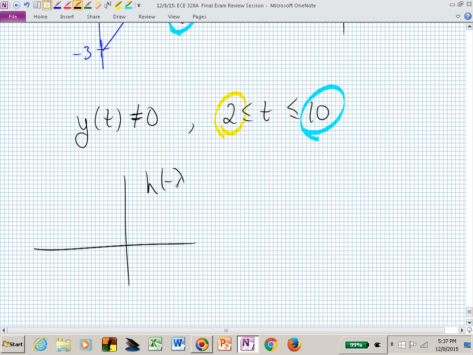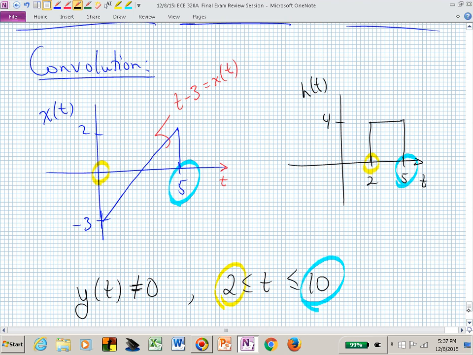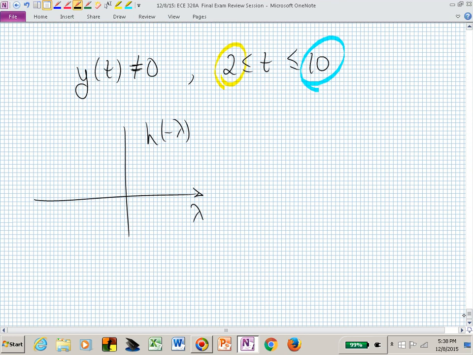So let's flip and slide h. We want h of minus lambda. Now lambda is our independent variable. What does that look like? If this is h of t, what's h of minus lambda? Now we just rotate it around the vertical axis at lambda equals 0. We know what h of lambda is. That's just h of t, except with t replaced with lambda. This now looks like that. There's h of minus lambda with a value of 4.